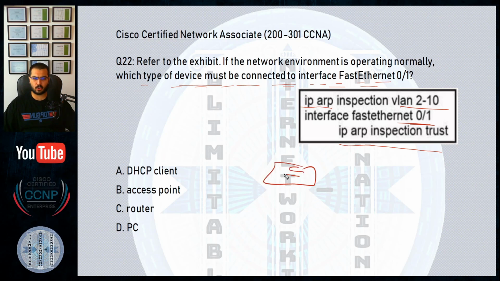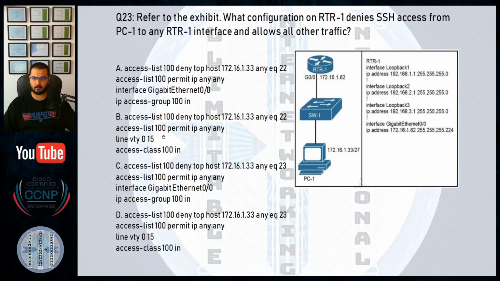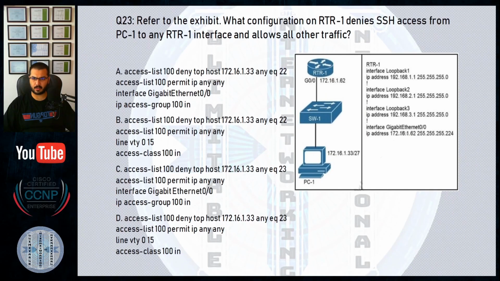Okay, this is a switch that has multiple devices connected to multiple ports, on multiple VLANs. Only one of them is trusted, so this one will be allowed to perform ARP. That will be a router, to perform the ARP resolution and binding MAC addresses to IP addresses.